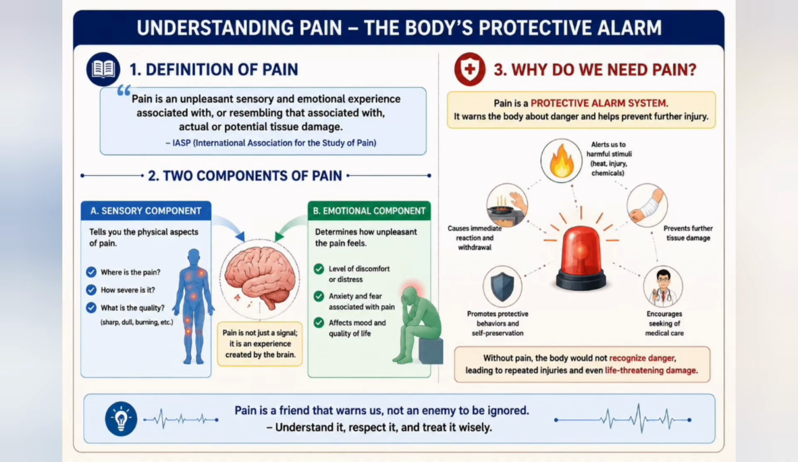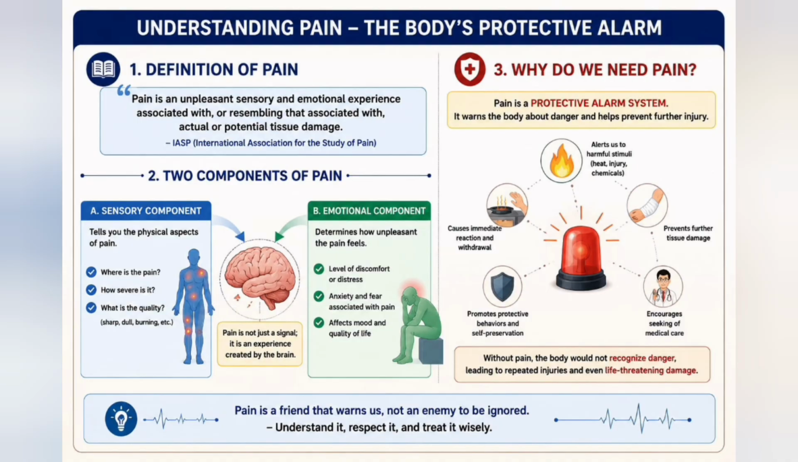As the definition suggests, pain has two components, emotional and sensory. The sensory component tells you the physical aspects of the pain, while the emotional component tells you how unpleasant the pain feels, the level of discomfort or distress, the anxiety and fear associated with the pain, and how it affects the mood and the quality of life.